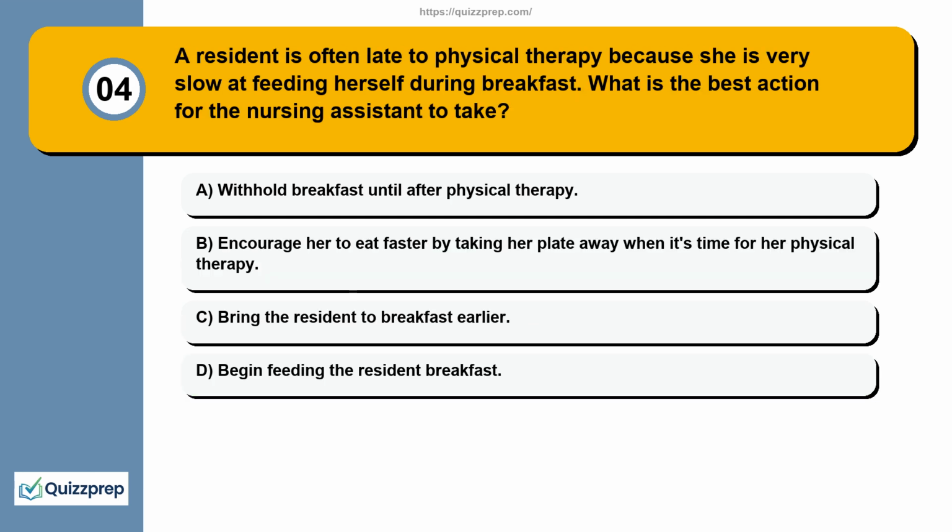Question 4. A resident is often late to physical therapy because she is very slow at feeding herself during breakfast. What is the best action for the nursing assistant to take? Withhold breakfast until after physical therapy. Encourage her to eat faster by taking her plate away when it's time for her physical therapy. Bring the resident to breakfast earlier. Begin feeding the resident breakfast.